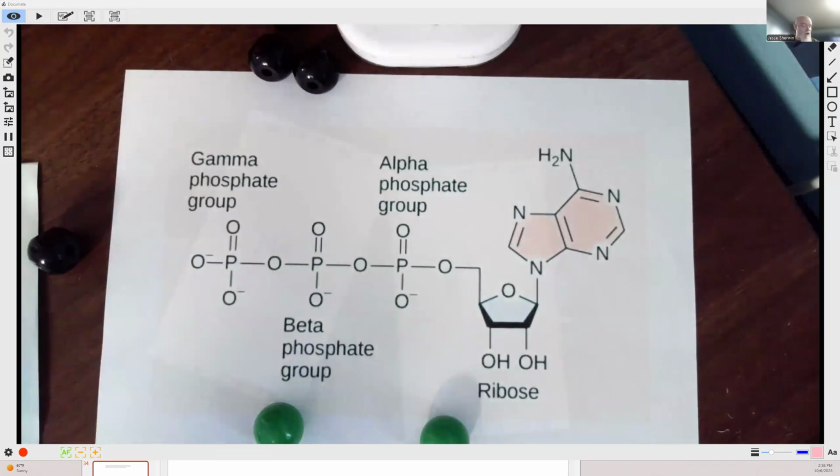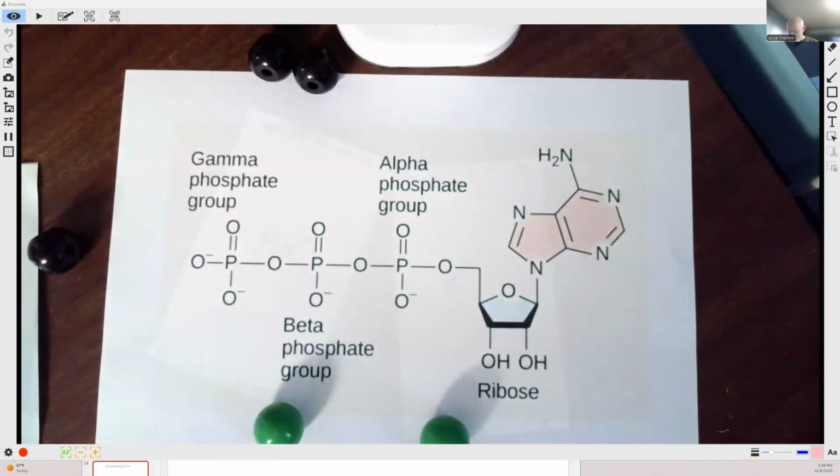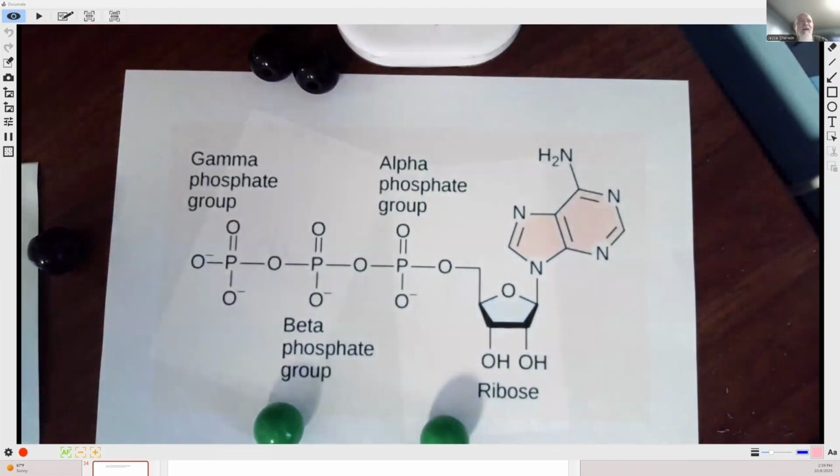Hello, everybody. I want to talk about ATP a minute because we keep mentioning it in biology class, and every time I talk about ATP, whether it's my biology or my chemistry, I think back to when I was in high school biology class and my teacher tried to teach me ATP. I remember this lesson so well.